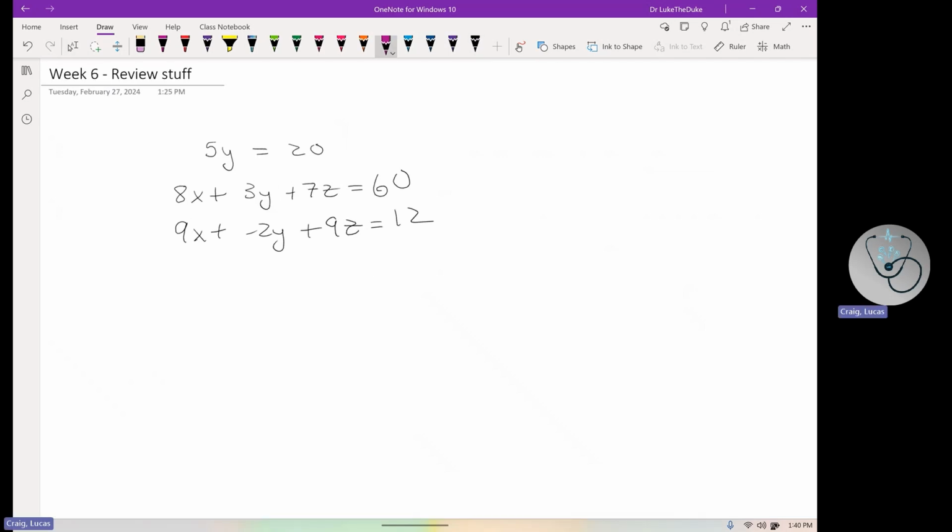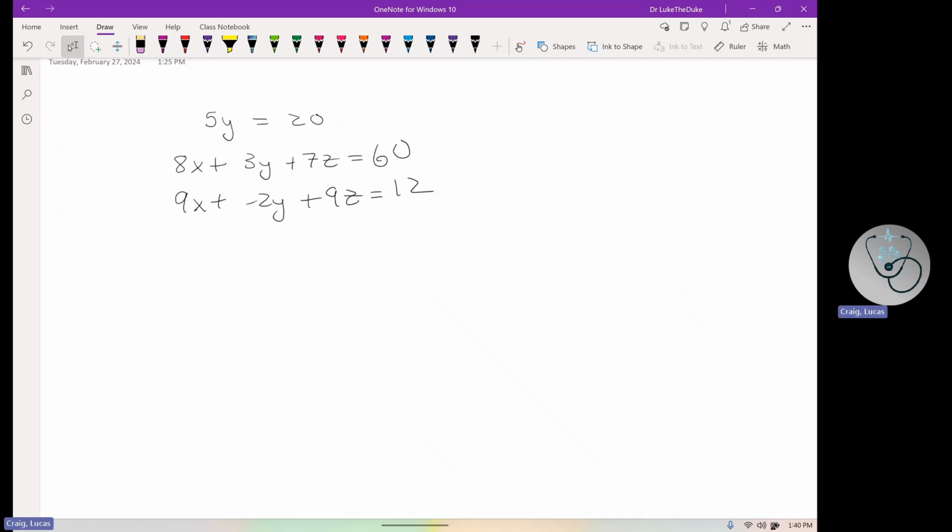Yes. Okay, good. So we're going to write this in a matrix form, and hopefully it looks familiar to what we did a week ago. Okay. So here's a bracket. This column is going to be X, this column Y, this is Z, and then this is your number.